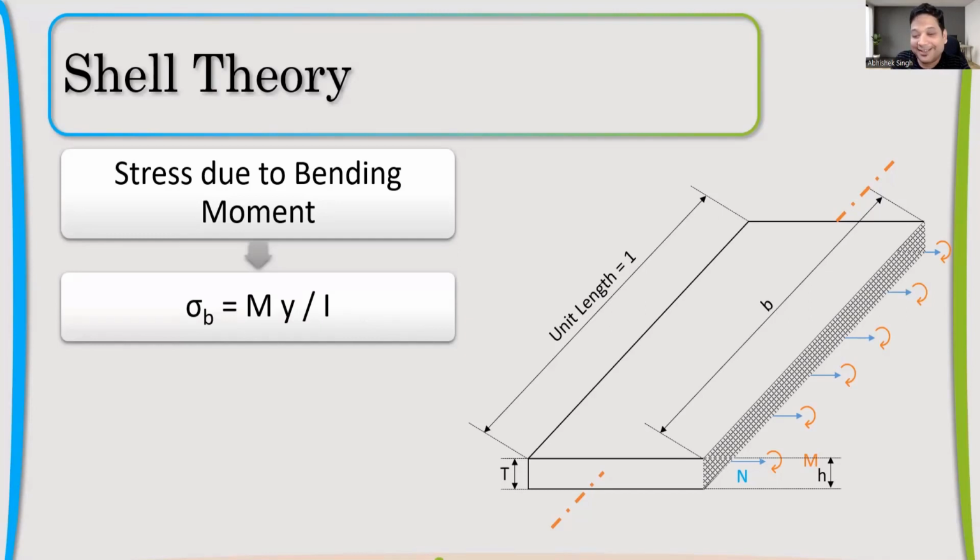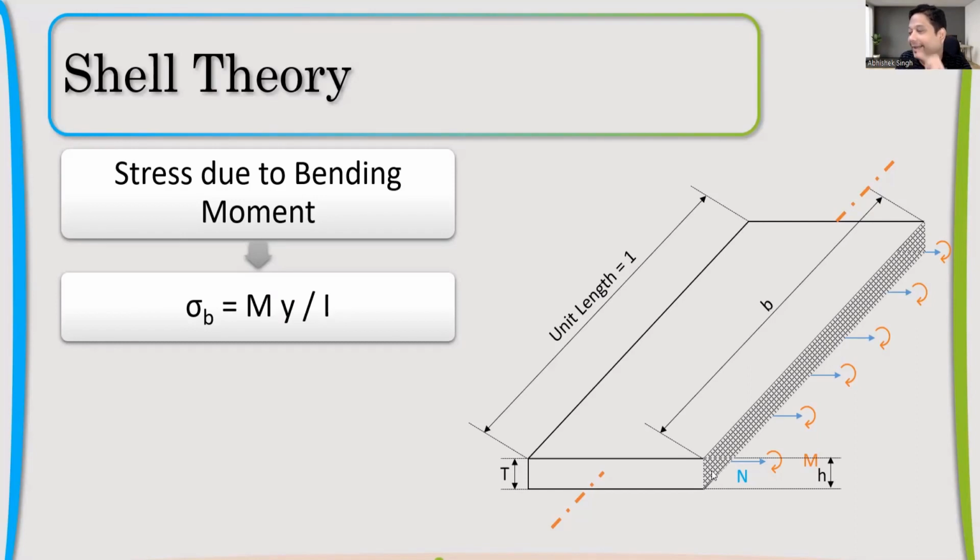Yes, very great formula. Sigma B is equal to My by I. Can you now tell me what will be the bending stress? M is already given. Y is what? Aleem has got it absolutely right. Y is nothing but T by 2, because Y is the distance from the center to the extreme point.